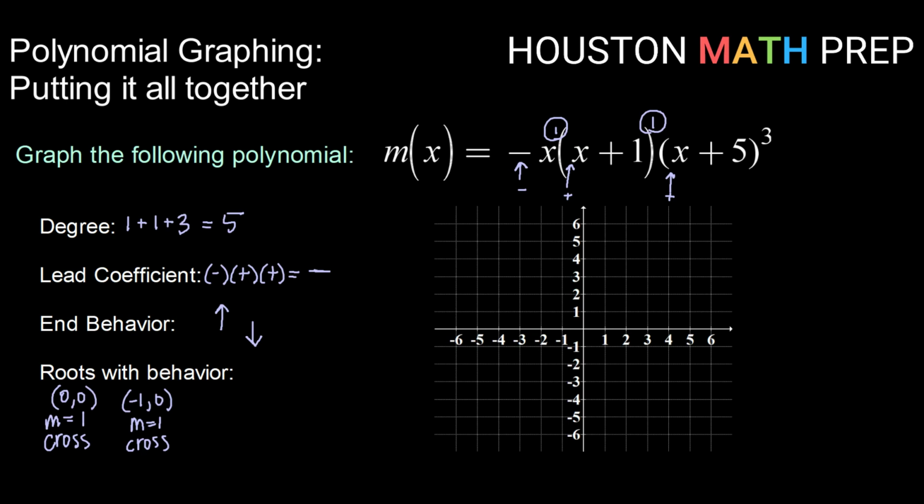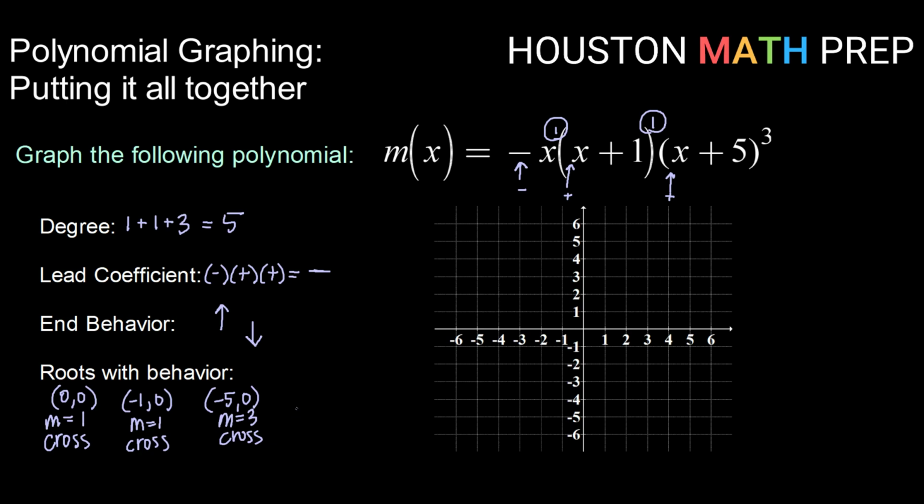For my last factor, x plus 5, if I were to set that equal to 0, that would give me negative 5, 0 as my root. I have a multiplicity of 3 there. Odd multiplicity tells me I have cross behavior.